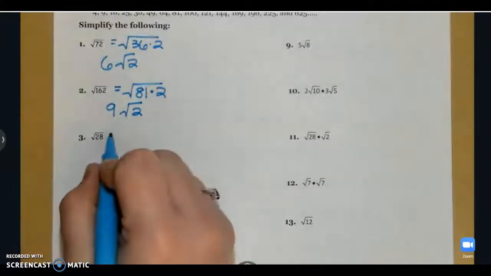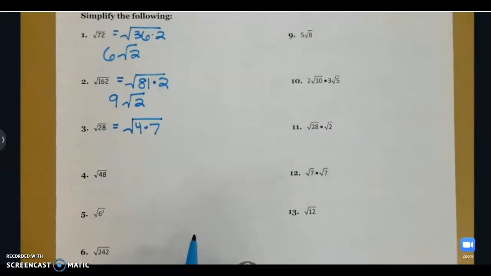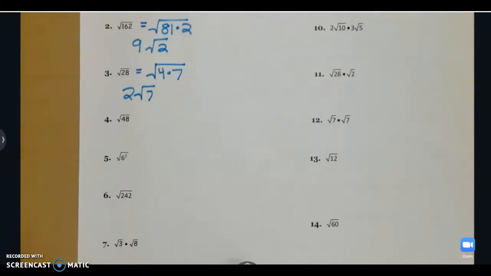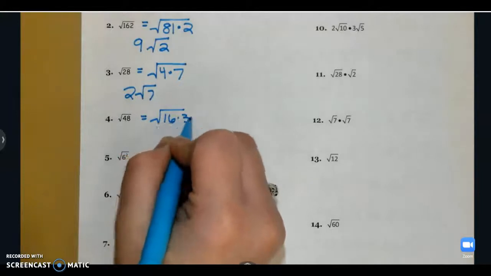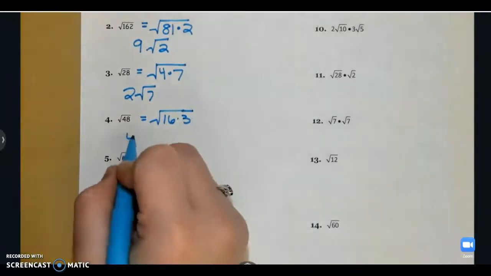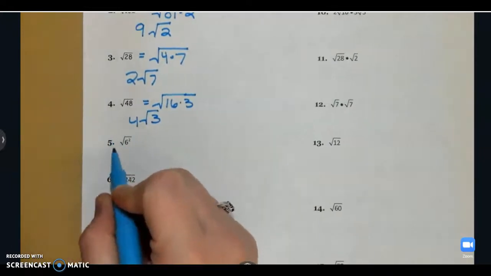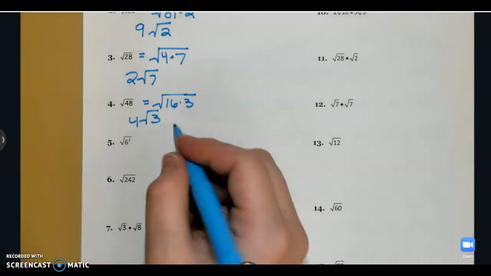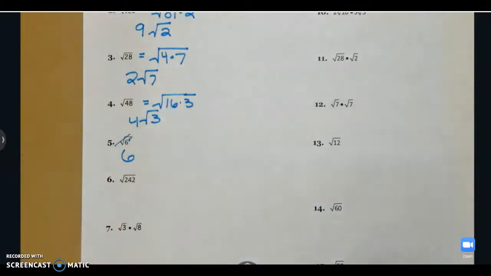Square root of 28, that is going to give us 4 times 7, 4 being a perfect square, so that is 2 square root of 7. Square root of 48, that is 16 times 3, so I can bring out the square root of 16, which is 4, and 3 is inside my radical. All right, number 5, the square root of 6 squared. When you take the square root of something that's being squared, it just cancels that exponent. So that is going to be 6. No simplifying really needing to be done there.